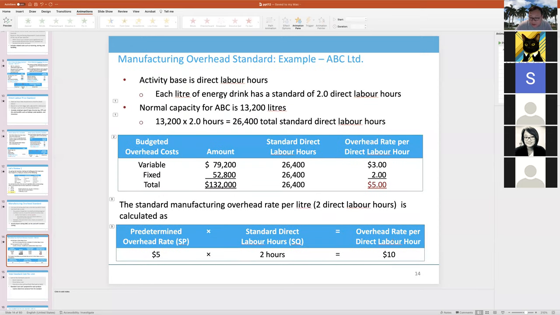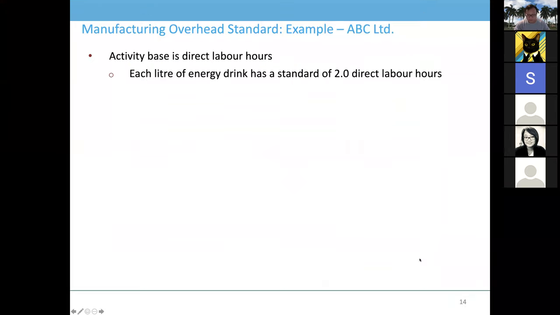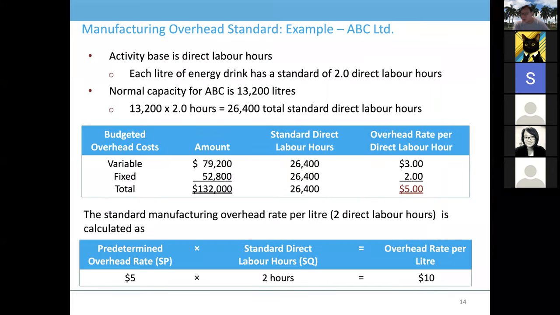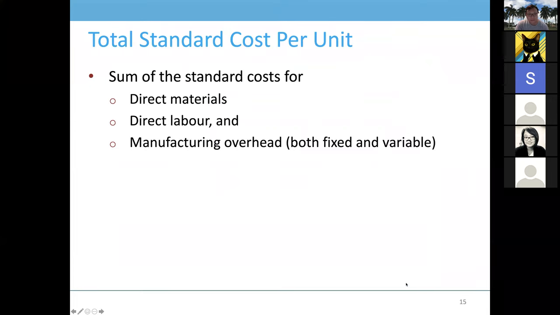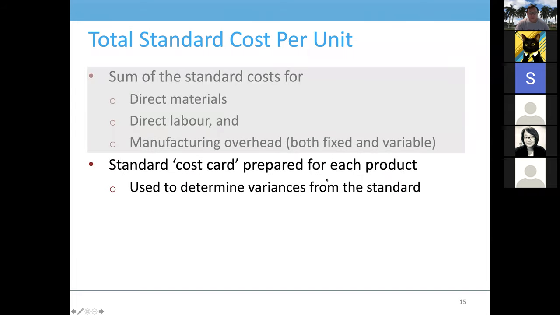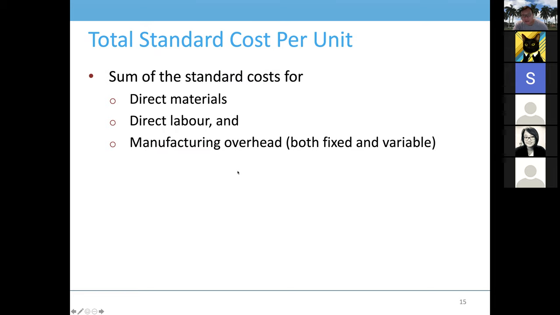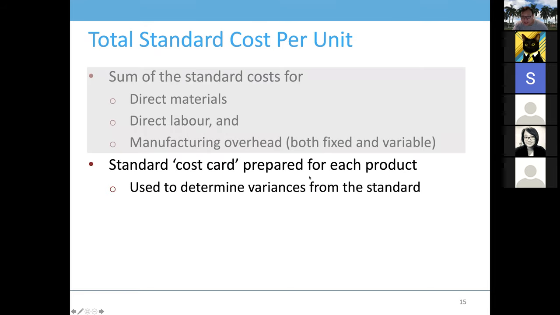So here is the overhead rate per liter of the energy drink. For each liter of the energy drink, the overhead cost is $10, right? So what's your total standard cost per unit? Then you just add up all three: materials, labor, and overhead. And so you can have the standard cost prepared for each product.